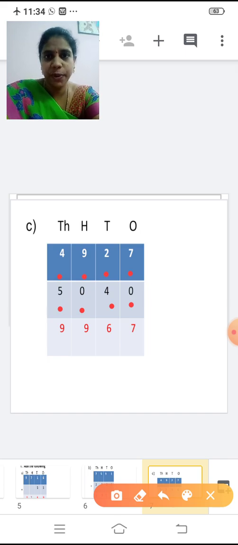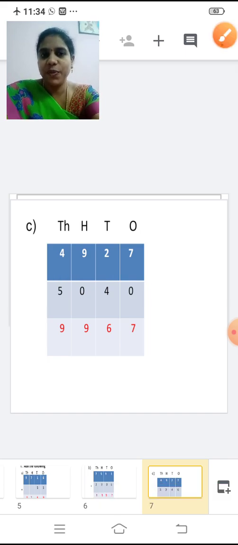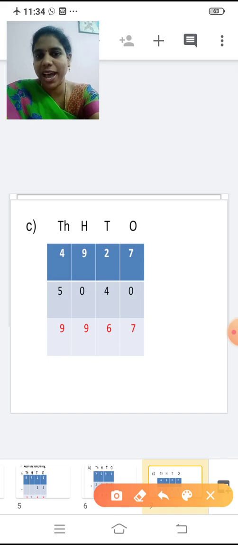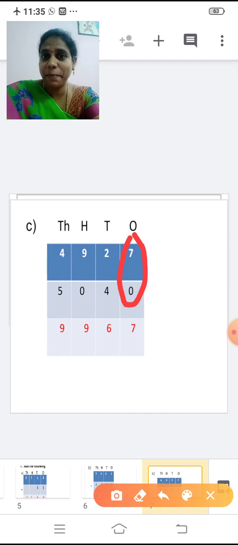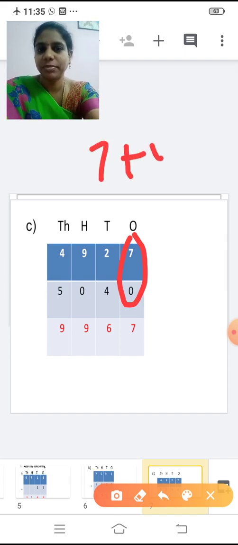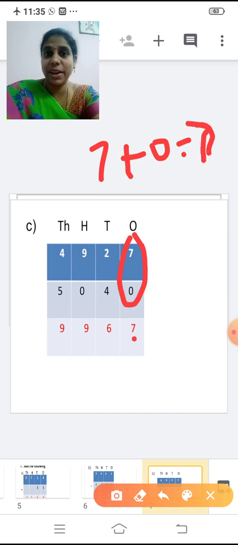Shall we add this now? So first what do you have to do? First we have to add the ones place, isn't it? So now we are going to add 7 plus 0. When you add 0 to any number, the number will be unchanged. So 7 plus 0 is 7, right? So write 7 below.